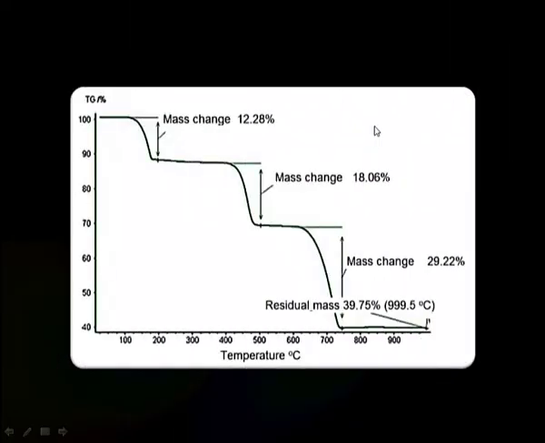Now here, in the same curve, we can see the mass change of 12.28%, 18.06% and a mass change of 29.22%. The residual mass finally remains 39.75% at 999.5 degrees Celsius. Now let us consider the analysis of this curve.